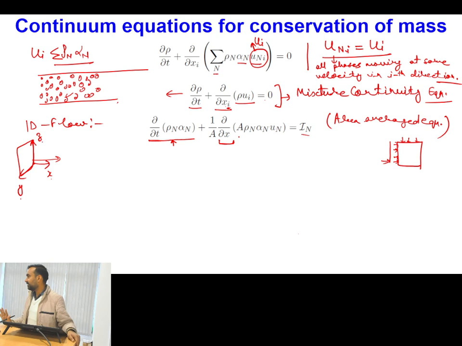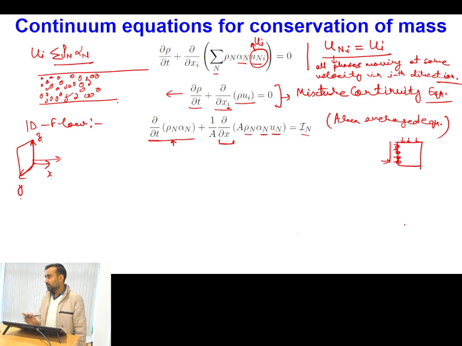This point is clear. Now the next point is, because I have to define the area averaged quantity. Okay, so for defining the area averaged quantity, what I have done is, when I have written rho n alpha n into un, because alpha n and un can vary at different points of the area.